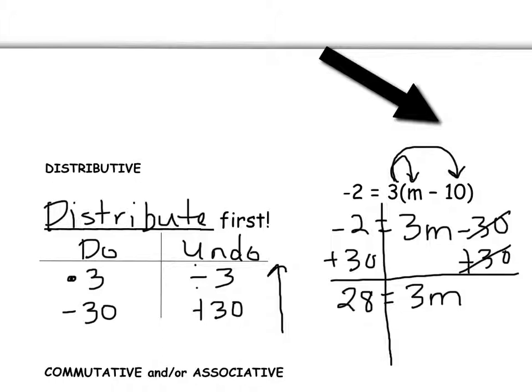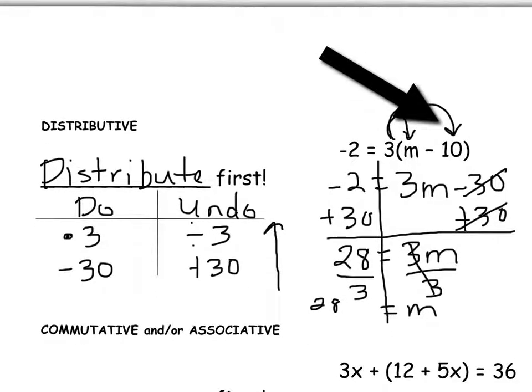And then the second thing I'm going to do is divide. I need to divide by 3. My 3's cancel. And 28 divided by 3 is going to give me 9.3 repeating. So I could write it as an improper fraction and leave it 28 over 3 if I wanted. But it's also equal to 9.3 repeating, which is 9 1/3.